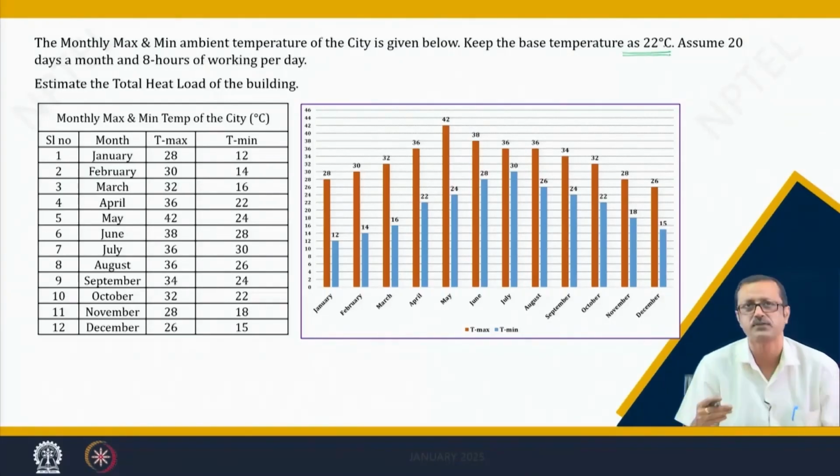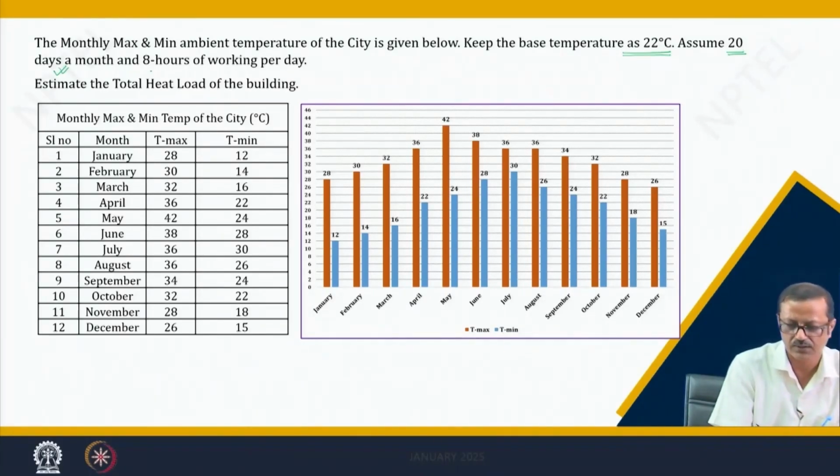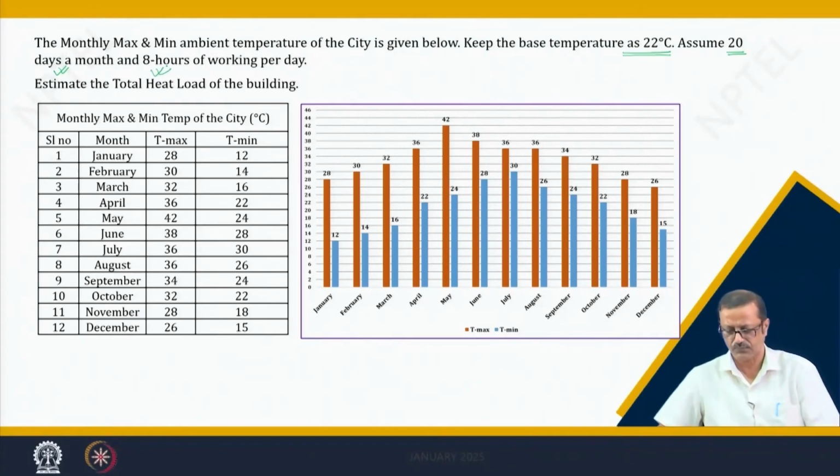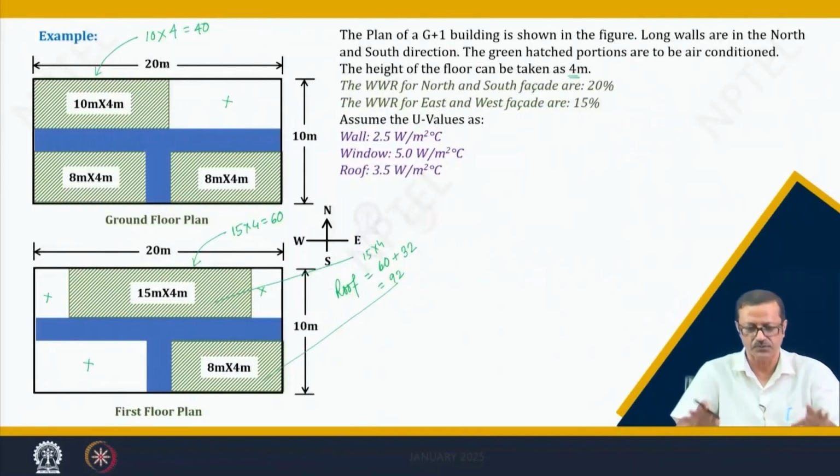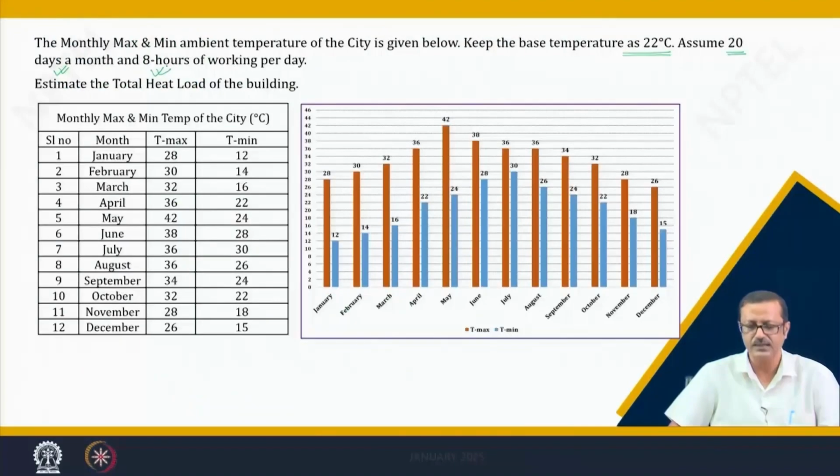That will help me to find out the CDD, and 20 days a month, 8 hours working day. So, we will take that afterwards. Let me first find out how to calculate the areas and all.